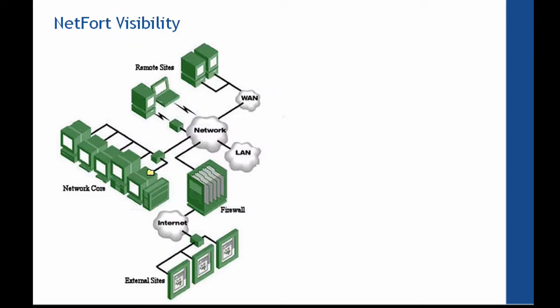So how does it plug into a network? Well, in my network here, we have some data moving around. It consists of a network core, shown here on the left. We've got a LAN here towards the center. We've got a WAN connecting some remote sites. We've got a firewall and an internet connection here, allowing our users to access external sites. It's quite a typical setup.